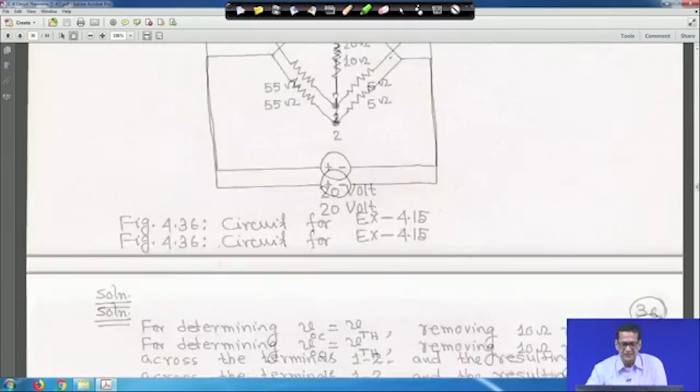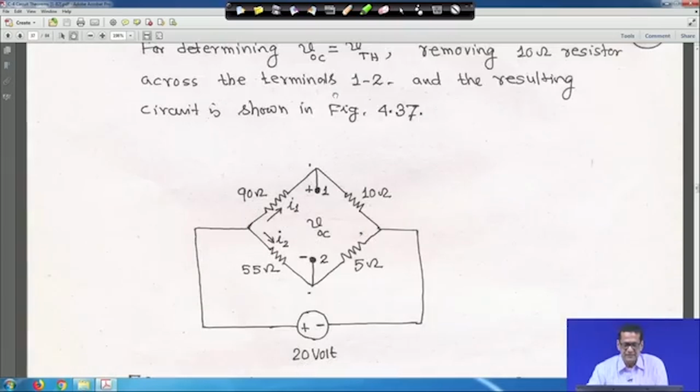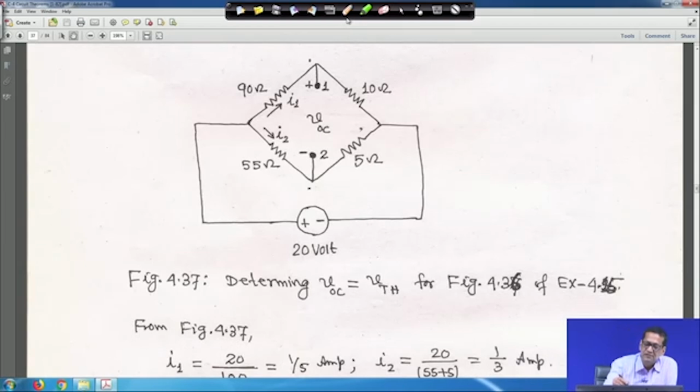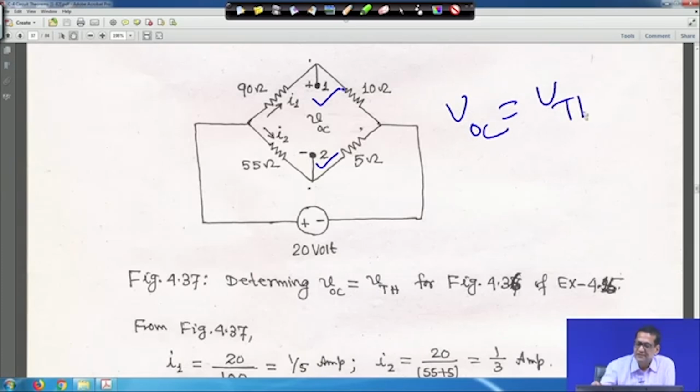First, let me clear it. The 10 ohm resistance is open, right. So this is your terminal 1 and this is terminal 2. So VOC, which is nothing but V Thevenin, is equal to V12, as I have told several times. Now, once you have done it, if you look into the circuit, you have to find what is I1 and what is I2.